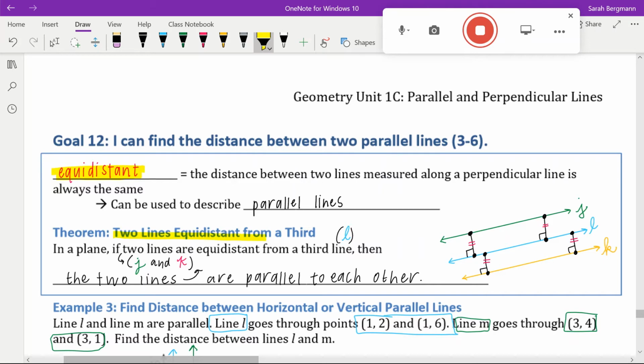Now here's a new theorem for you. It's called two lines equidistant from a third. It says this: in a plane, if two lines are equidistant from a third line, such as line J and line K, they're both the same distance, as you can see by these perpendiculars. They're both the same distance from line L. Then that means that line J and line K must be parallel to each other. Those two lines have to be parallel.